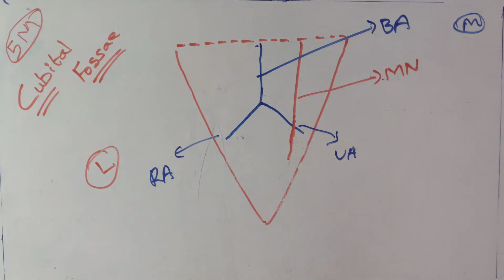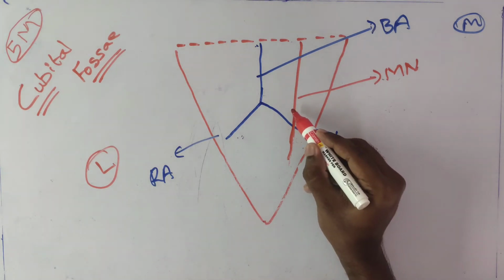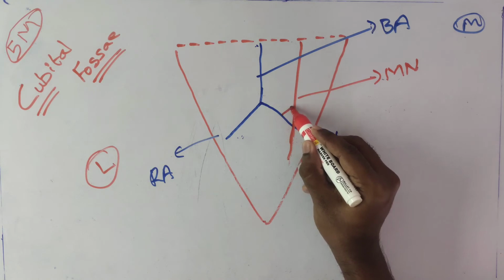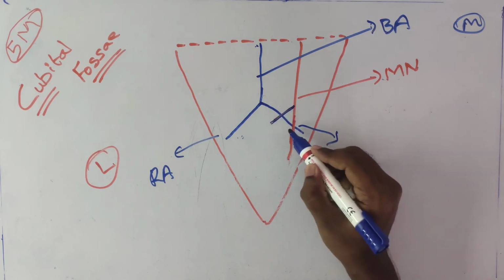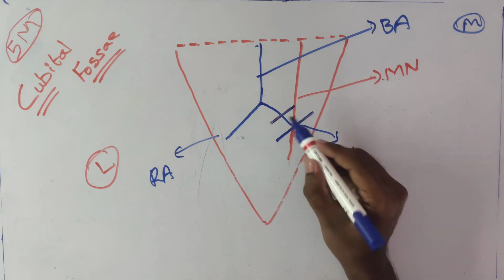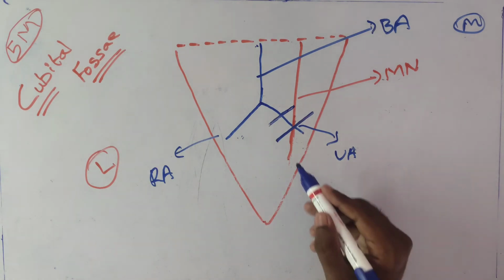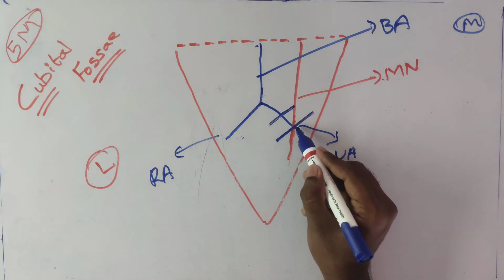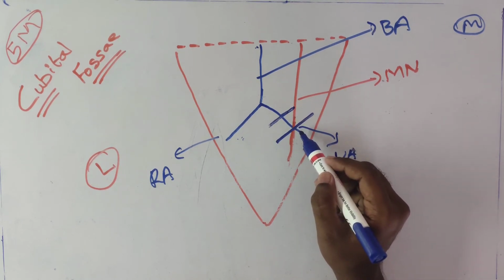Okay, next, ulnar artery. The ulnar artery goes deep between the two heads of pronator teres. Here we can see the pronator teres. Here is the deep head of pronator teres, and here is the superficial head of pronator teres. The ulnar artery goes in between the two heads of pronator teres, that means deep head and superficial head.